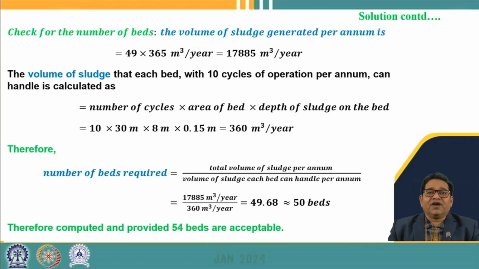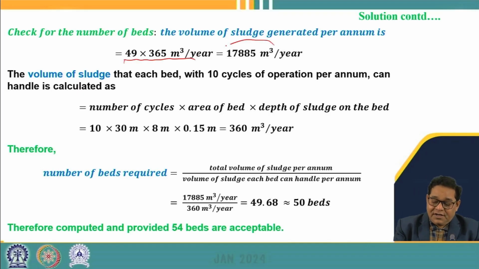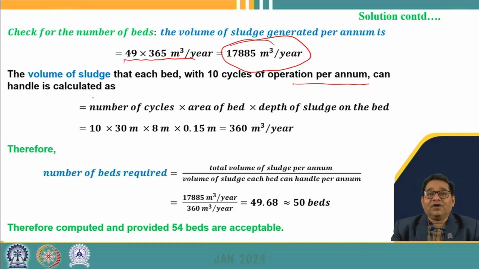Then we can check again the total number of beds that has been provided depending upon the actual volume of the sludge. So if we see this 49 meter cube per day is generated, so in a year this much volume of the sludge will be generated. And if we see the volume of the sludge that each bed will handle with 10 cycles of operation in a year, so how much volume a single bed can occupy.